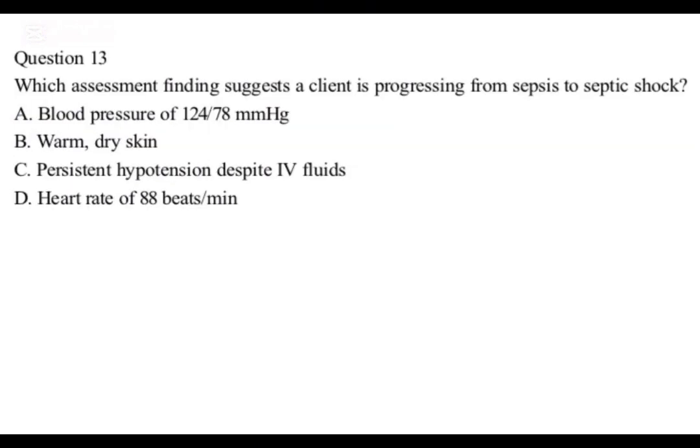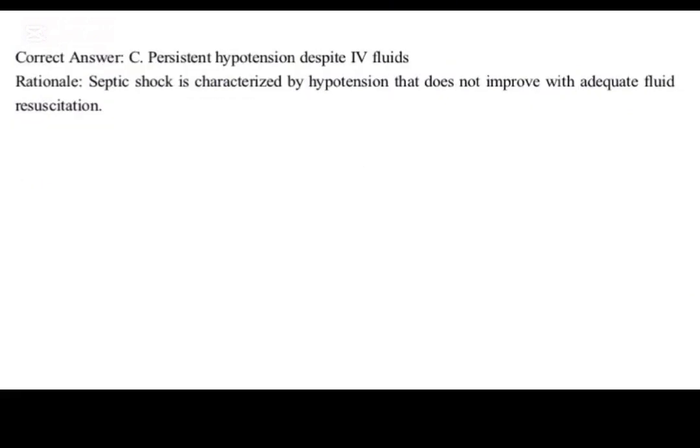Question 13. Which assessment finding suggests a client is progressing from sepsis to septic shock? A. Blood pressure of 124/78 mmHg. B. Warm, dry skin. C. Persistent hypotension despite IV fluids. D. Heart rate of 88 beats/min. Correct answer, C. Persistent hypotension despite IV fluids. Rationale: septic shock is characterized by hypotension that does not improve with adequate fluid resuscitation.